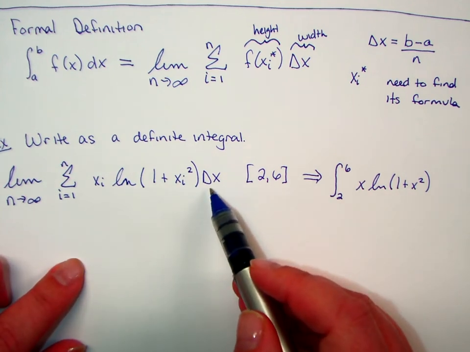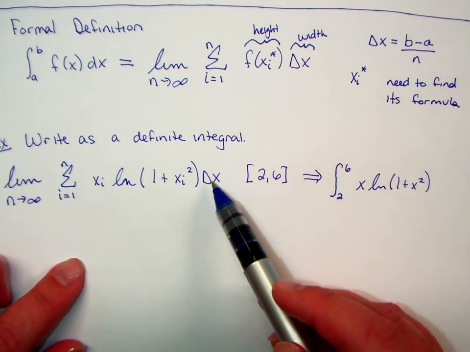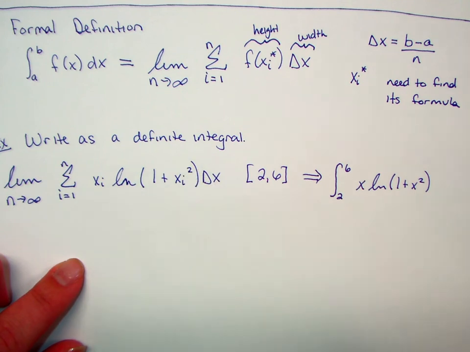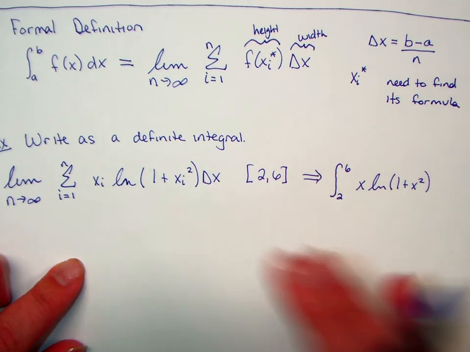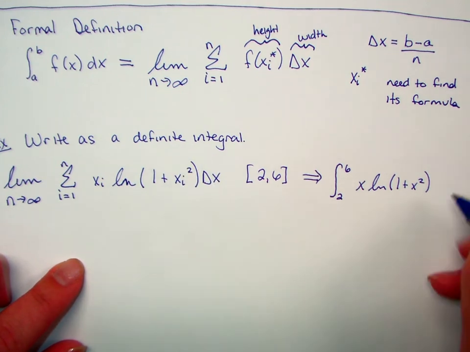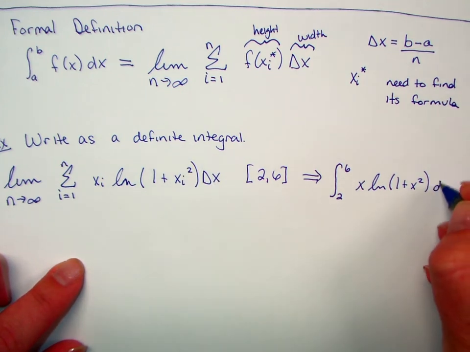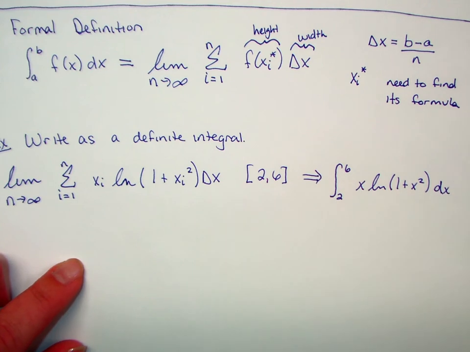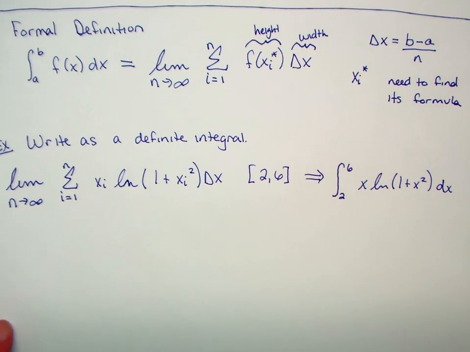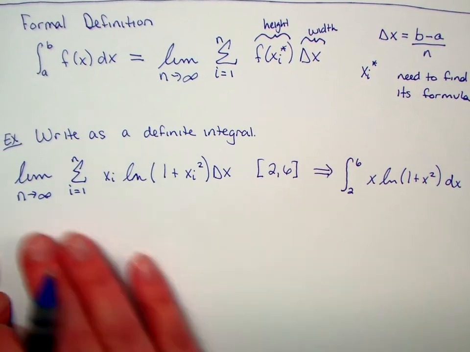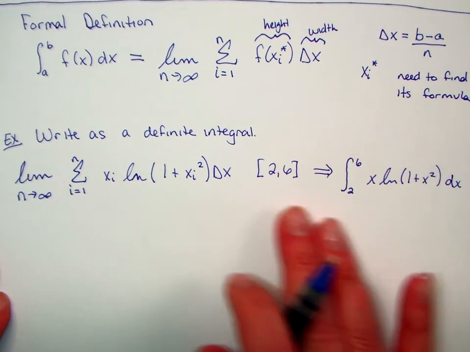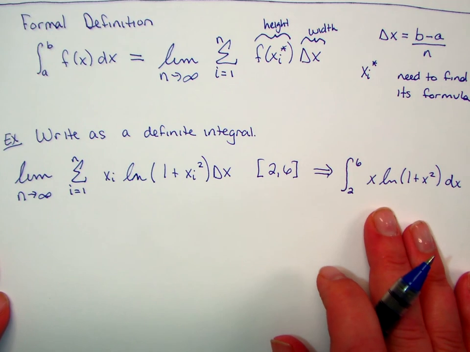Now delta x is the width. And the width of our rectangles is just telling us we're finding the width with respect to x. So delta x in the integral form becomes dx. Right? So pretty fairly simple. This is the formal definition. This is the integral form.